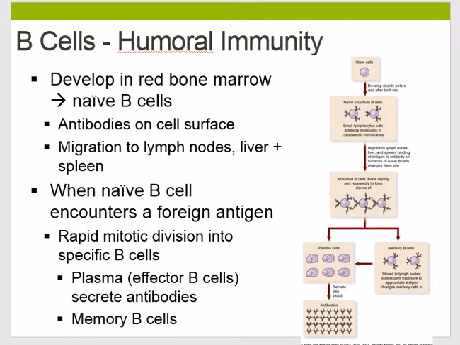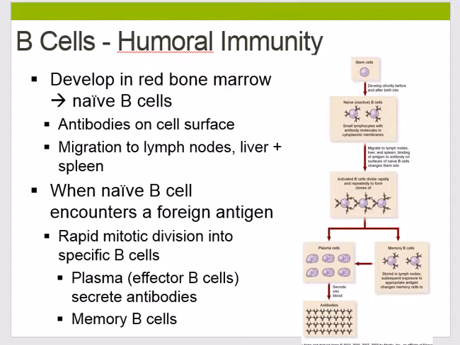Okay, so just once again, when the antigen binds to the antibodies that are found on the B cell surface, activation of the B cell occurs, and this triggers a very rapid series of mitotic divisions, or cell divisions. Essentially, this rapid mitotic division creates a clone. And the clone will differentiate into such cells as a plasma cell, also called an effector B cell, and a memory cell.